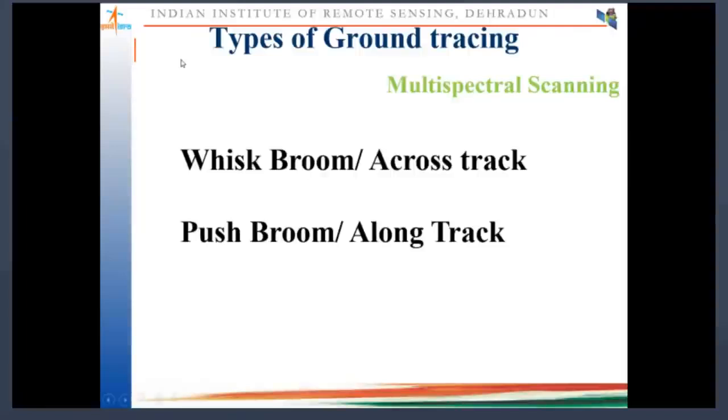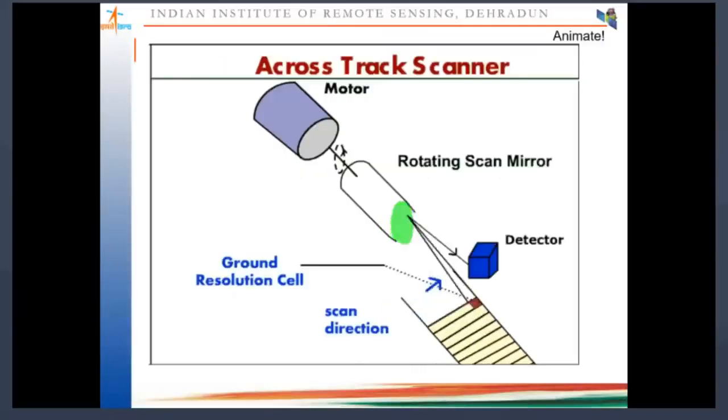Now, there are different types of ground tracing. We have different types of scanning from the satellites. Very common among them are whisk broom and push broom. Whisk broom, as the name suggests, is across the track. So if the satellite is moving from north to south, whisk broom will be across this direction, east to west or west to east. Push broom will be in the same direction as the orbit or the path. We can see this with the help of an example here.